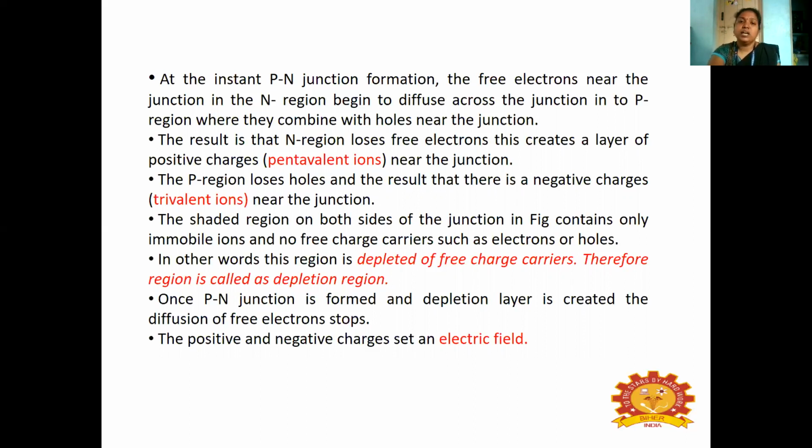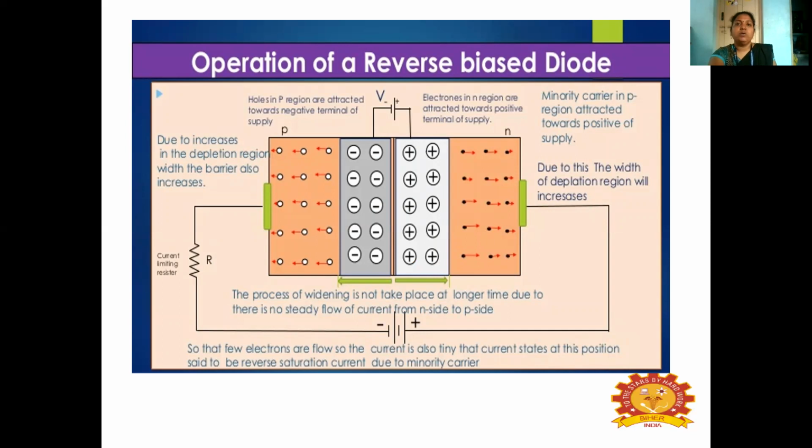In other words, this region is called the depletion region, or it is depleted of free charge carriers. It is a place which has no free charge carriers, hence it is called a depletion region. So once the p-n junction is formed, the depletion region is created by the diffusion of the free electrons. These positive and negative charges set up an electric field. So we have a junction, right? We have immobile charge carriers, and these positive and negative charges constitute an electric field of the diode. Okay, now you can see in the next slide, the reverse biased diode.